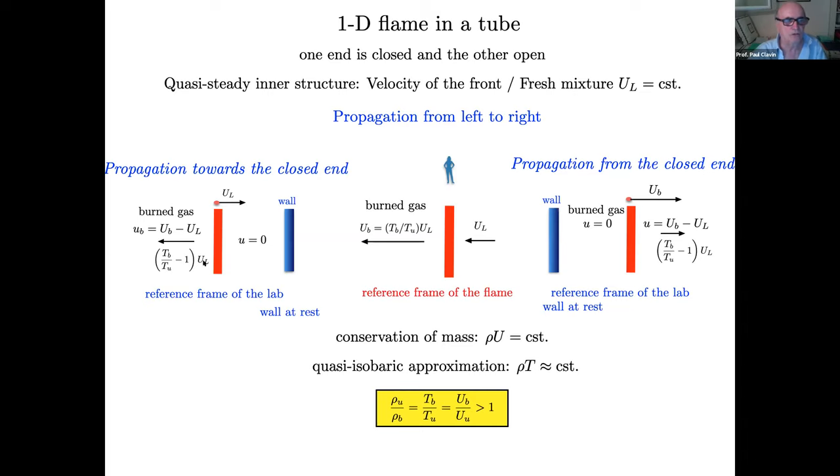And this is like a rocket engine, when the flame is enclosed by a wall. So the flame escapes, the burned gas flows out of the tube from the open side with a velocity which is the difference of the burned gas velocity minus the laminar flame speed. And this is simply TB over TU minus 1 times UL.